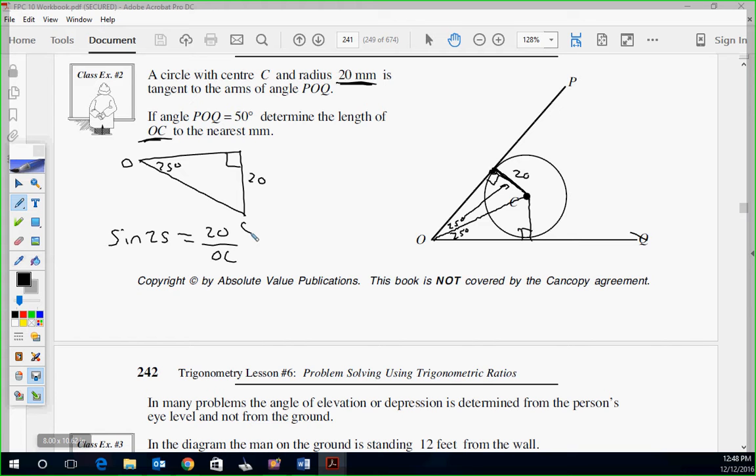Any questions on that? So they're going to switch spots now, right? The thing I want is on the bottom, so I'm going to times this over and divide by sine 25 underneath. So these guys essentially switch spots. So you have OC. That's what you get. OC ends up being, to the nearest millimeter, 47. And you calculate that. 47 millimeters. Okay, questions?